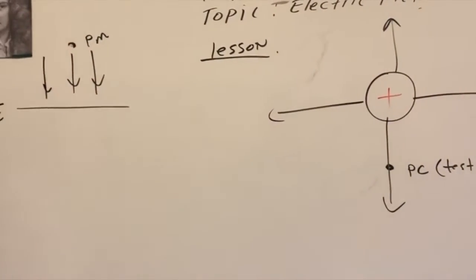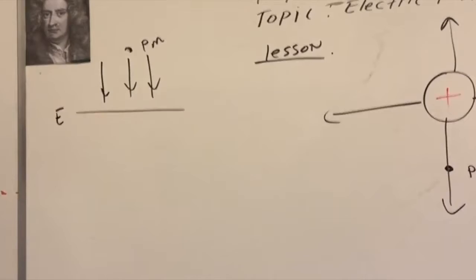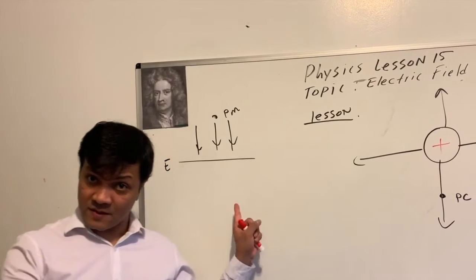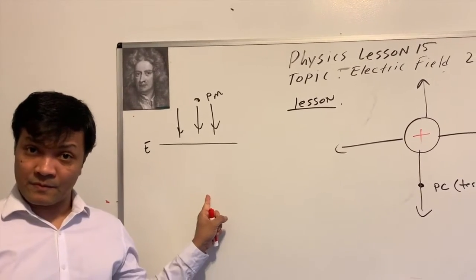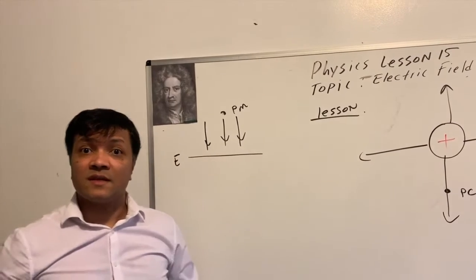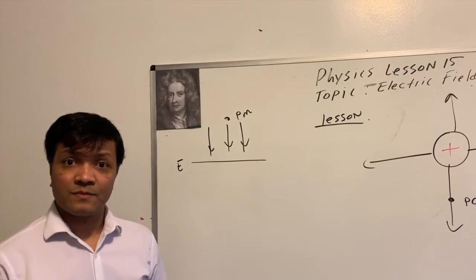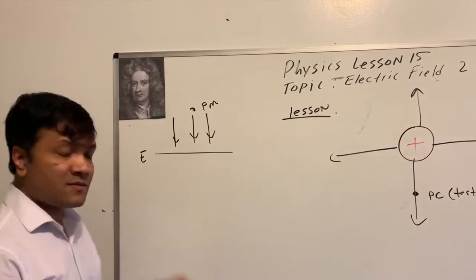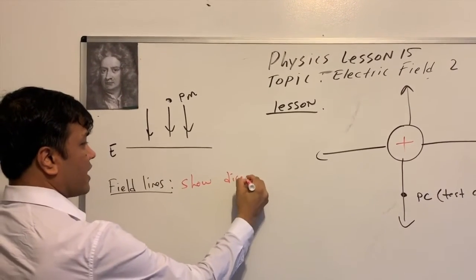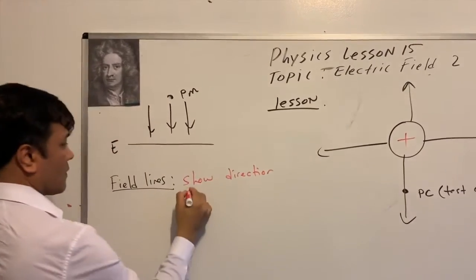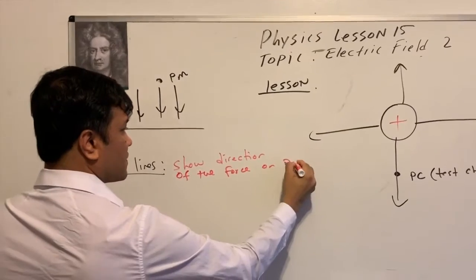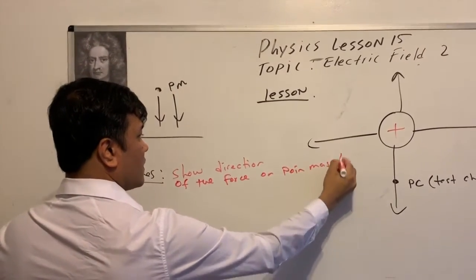Now we're going to start the last one with one question. Then what are field lines? We know what a field is. The field is a space where a point charge experiences force. Okay, now then, what are field lines? They show the direction of the force on a point mass or charge.